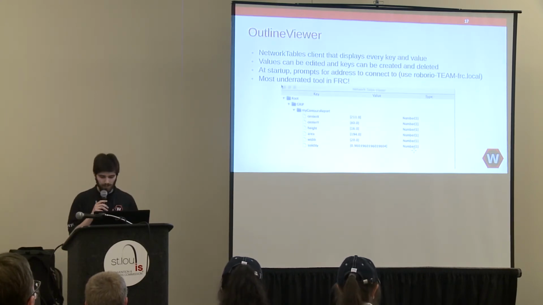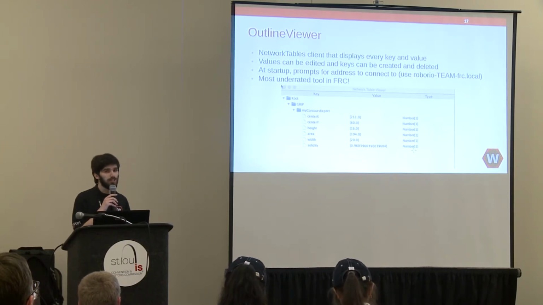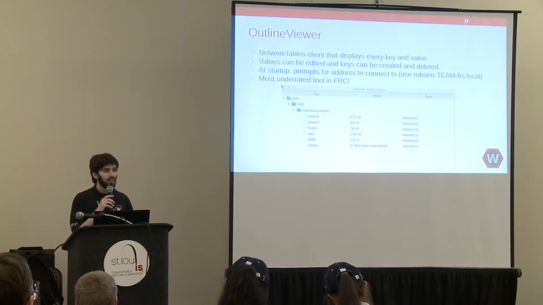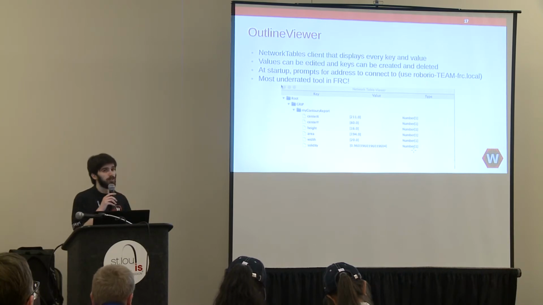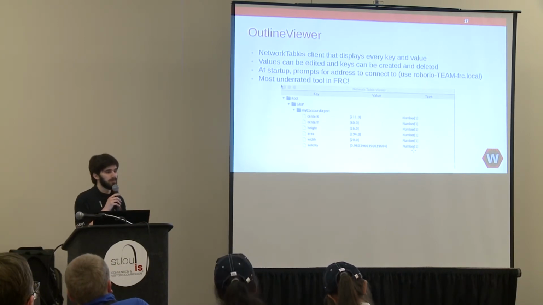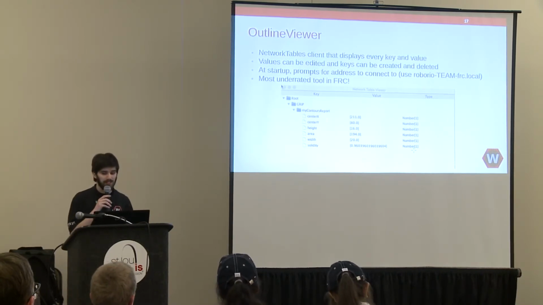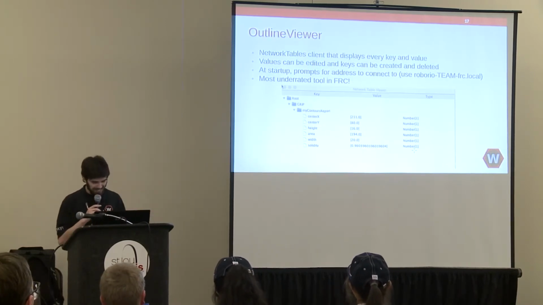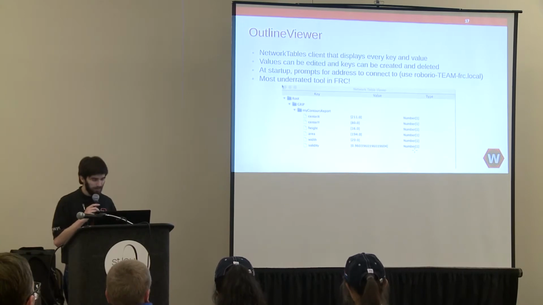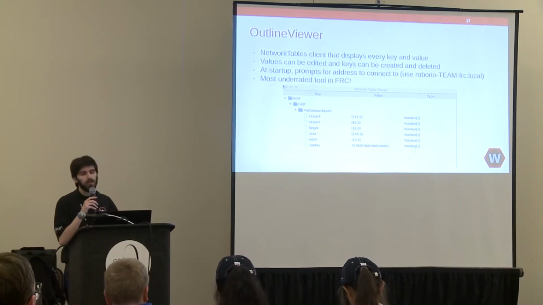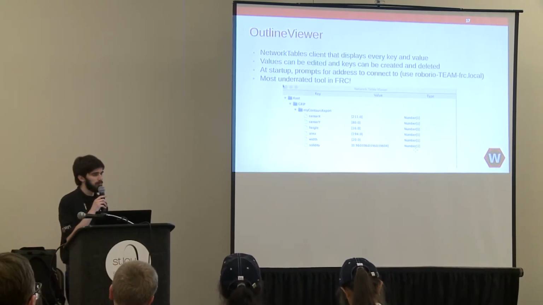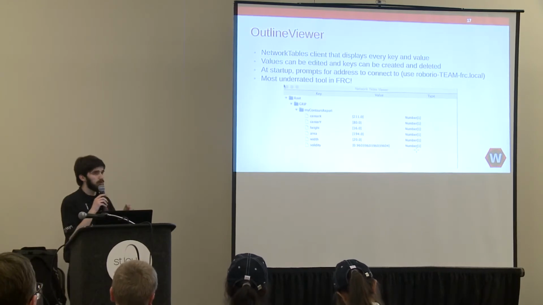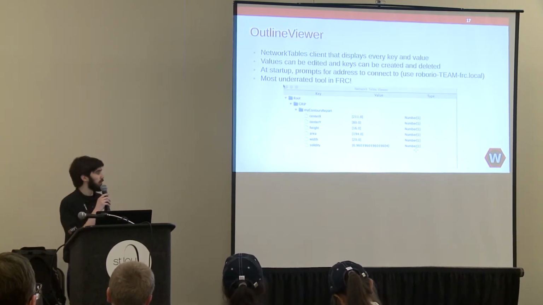Outline Viewer. Again, I said this before, I'm going to say it again. This is one of the most underappreciated tools that we have. If you want to see what's going on in your robot, open up Outline Viewer. I cannot stress that enough. I also wrote this, FYI. It lets you see everything that's going on in network tables in real time. It lets you add values, remove values, edit values really easily.